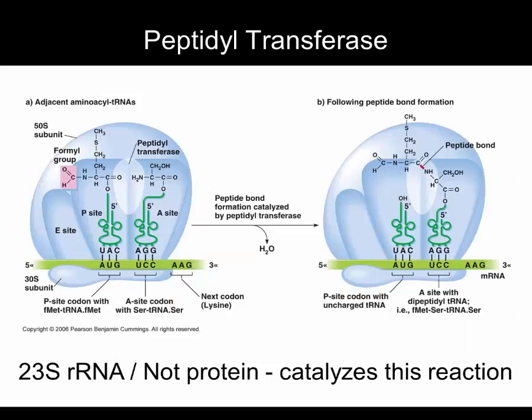Here's a molecular view of peptide bond formation. The peptidyltransferase breaks the bond between the amino acid's carboxyl group and the hydroxyl group of the tRNA in the P site, and it catalyzes the formation of the peptide bond between this carboxyl group and the amino group of the amino acid in the A site.